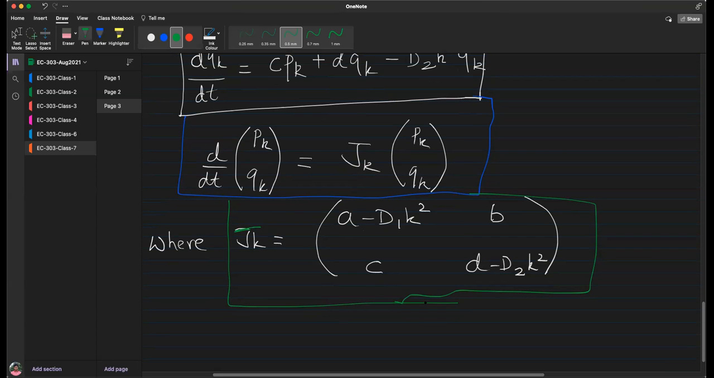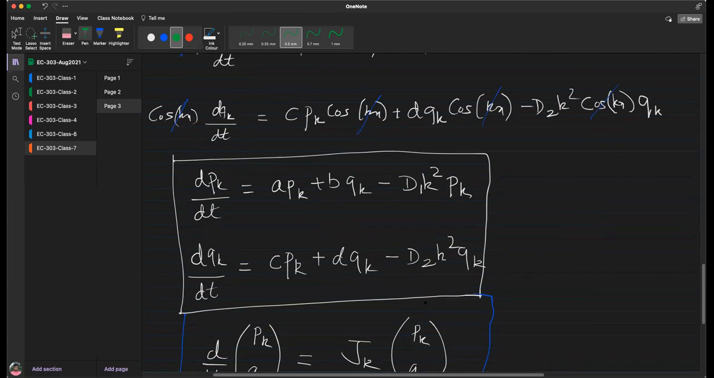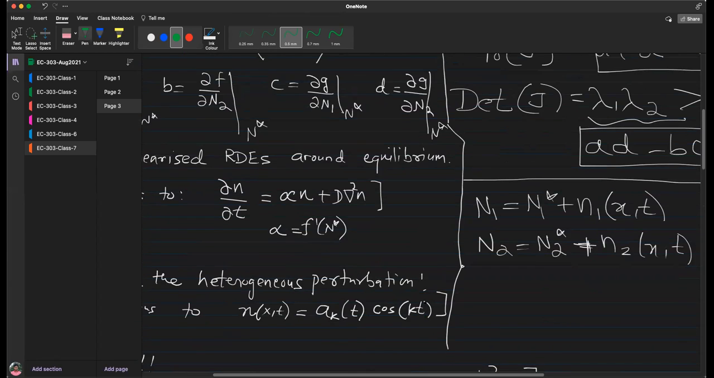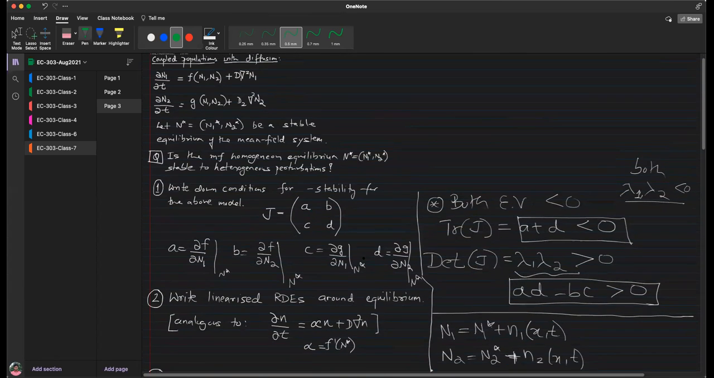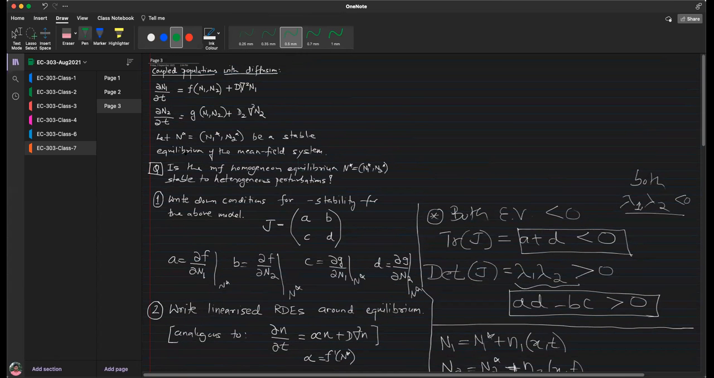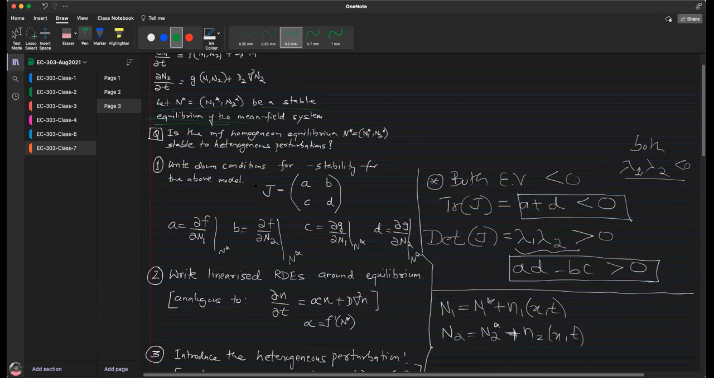Okay, here is my question. We started off under the premise that the homogeneous equilibrium n star is stable, right? So n star is stable. We wanted to address this question: is the mean field homogeneous equilibrium n star stable to heterogeneous perturbations? This is what we really need to answer.